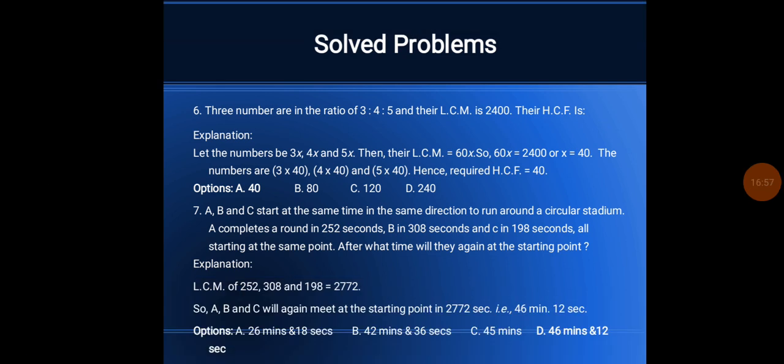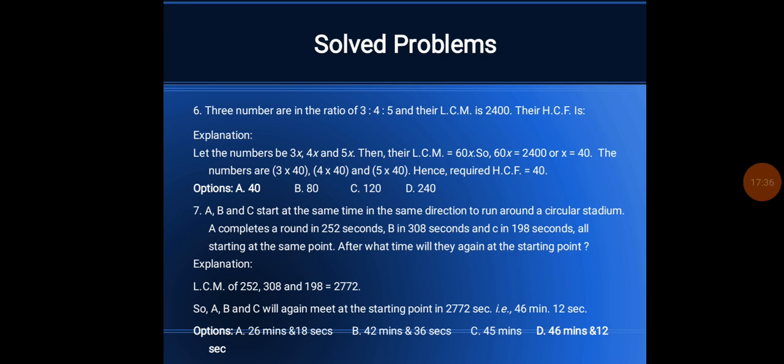The next example: 3 numbers are in the ratio 3:4:5 and their LCM is 2400. Find their HCF. Okay, so let the numbers be 3x, 4x and 5x and their LCM is 2400. So we multiply the ratio numbers 3 into 4 into 5. Okay, we get 60x. So 60x equals 2400, therefore x equals 40.